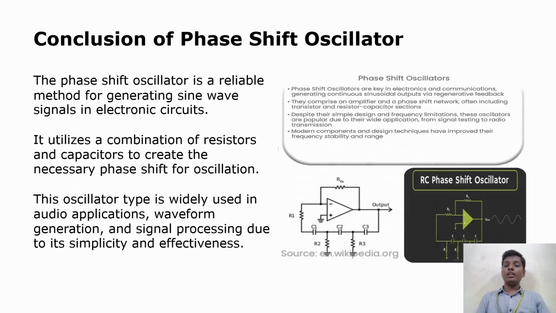They comprise an amplifier and a phase shift network, often including transistor and resistor capacitor sections. Despite their simple design and frequency limitations, these oscillators are popular due to wide application from signal testing to radio transmission. Modern components and design techniques have improved their frequency stability and range. This oscillator type is widely used in audio applications, waveform generation, and signal processing due to its simplicity and effectiveness.